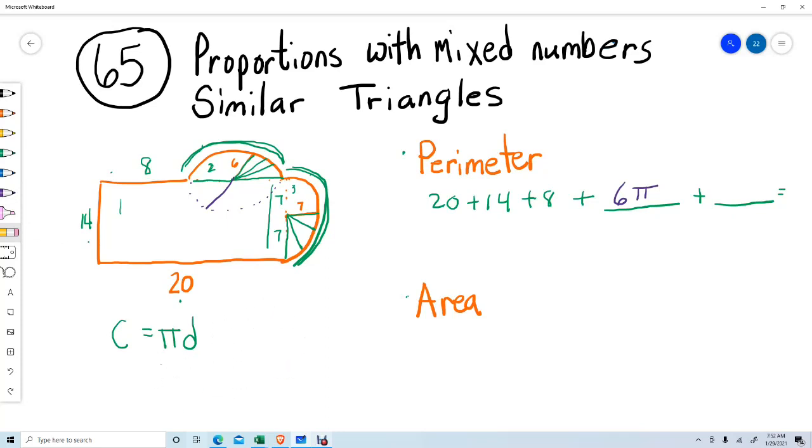All right, this is pi d over 2. Let's finish our imaginary circle here. If the radius is 7, it's the radius of a circle whose diameter then is 14. We're going to double that radius to 14. 14 divided by 2 is 7, and that gives me 7 pi for my second arc. All right, if we add that up, 20 plus 14 plus 8 is 42. And then 6 pi and 7 pi gives me 13 pi.